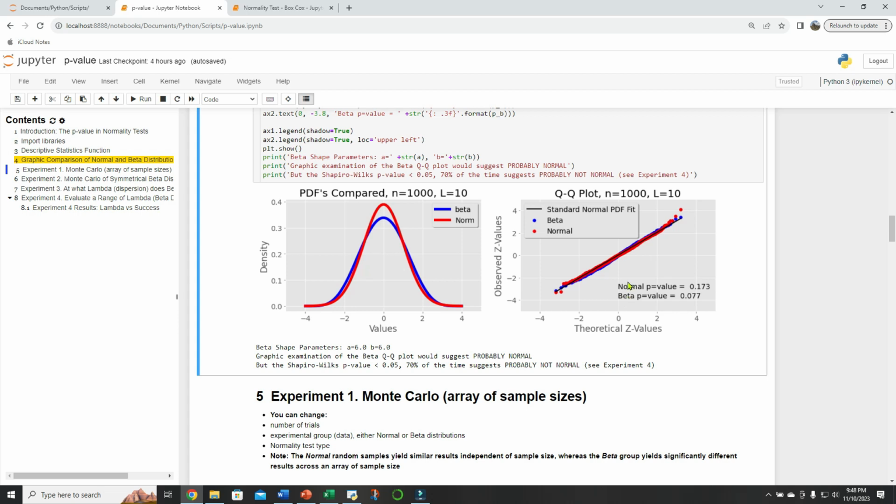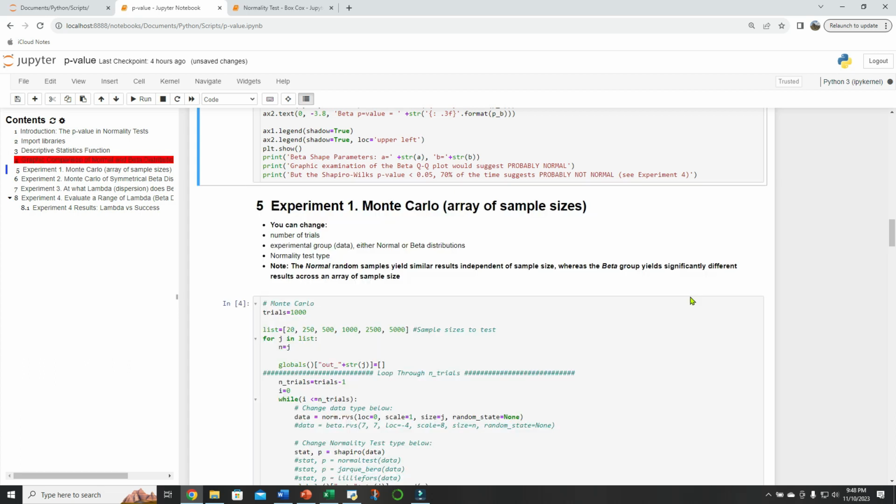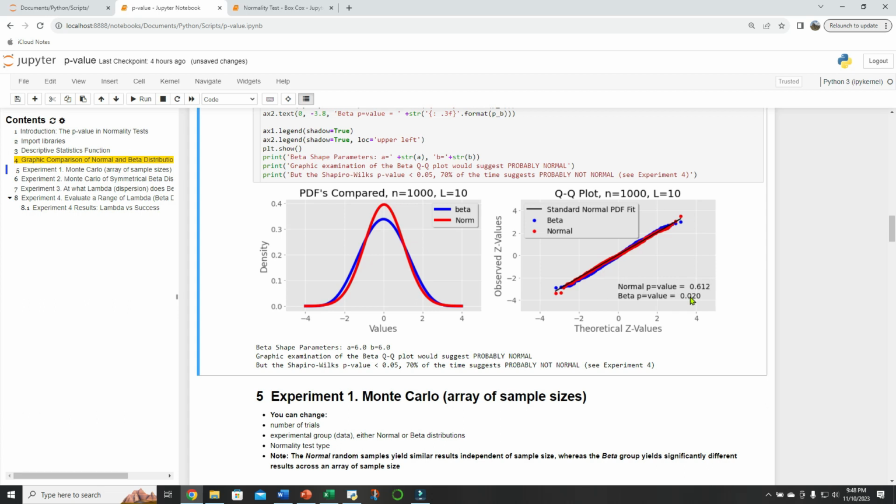If we look at the p-value for the normal distribution, it's 0.173. Anything greater than 0.05 would be normal. And the beta also looks normal. But if I run this script multiple times, you'll see that the beta sometimes turns out to be not normal. So here we go. This time with the random sampling, we see that the beta is not normal. Again, less than 0.05.